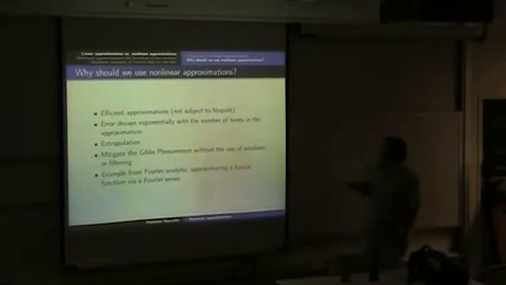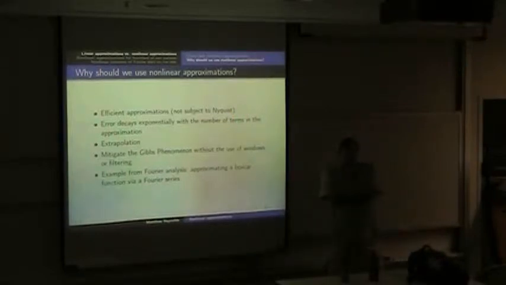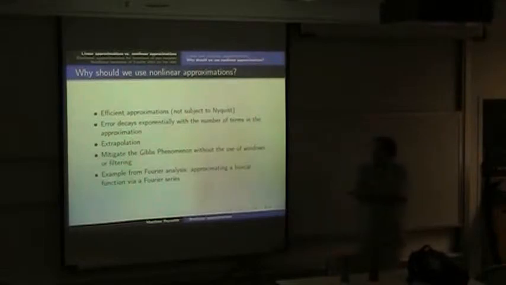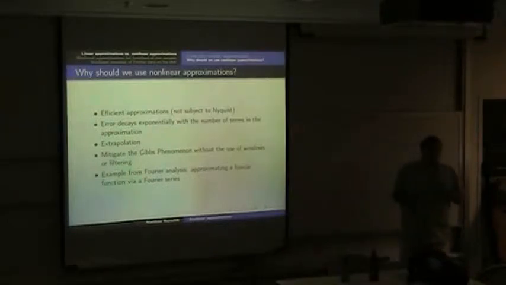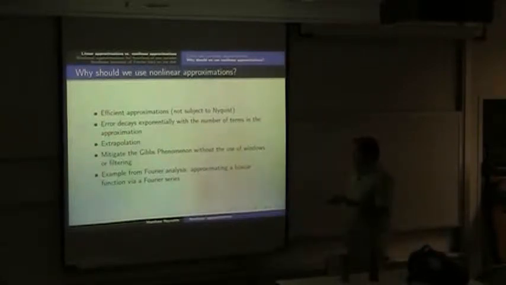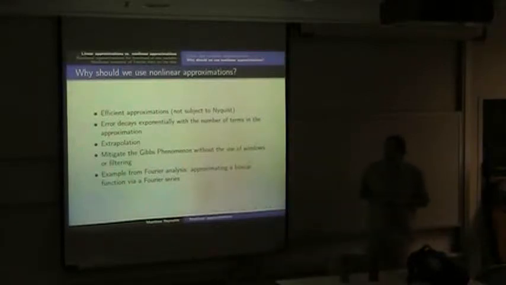Error decays exponentially with the number of terms in the approximation. So this goes hand in hand with the first one, in that the more terms we add, the more the error decreases significantly. These methods are also very good at extrapolation, and this is a key for what we do when we approximate with rational functions: extrapolating data that we have in the Fourier domain. And tied in with extrapolation is the ability to mitigate the Gibbs phenomenon without the use of windows or filtering. And we'll show some examples that show this.